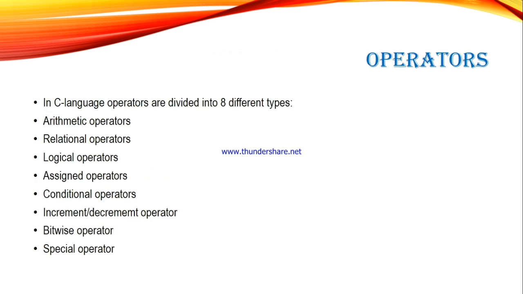And next we see operators. In C language, operators are divided into 8 different types: arithmetic operators, relational operators, logical operators, assignment operators, conditional operators, increment or decrement operators, bitwise operators, and special operators. In these, the main and important operators are conditional, increment or decrement, and logical operators.